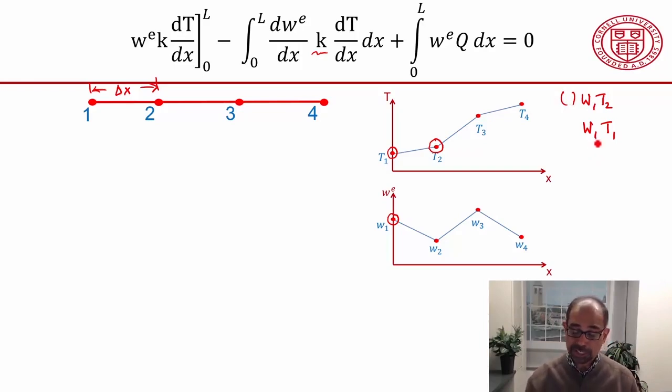Interestingly, when you do the integration over the second element, you won't get any terms involving W1. So those are the only two terms where you get W1 multiplying a nodal temperature. Then let's consider W2.